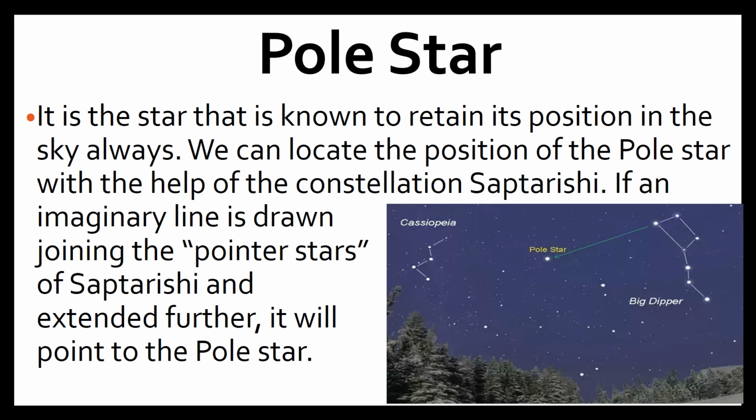If an imaginary line is drawn joining the pointer stars of Saptarishi and extended further, it will point to the pole star. People who travel by sea or in desert can easily find the pole star. The direction in which it appears is north. Due to its stability and the nearly circular shape of the earth, it cannot be seen from the southern hemisphere.